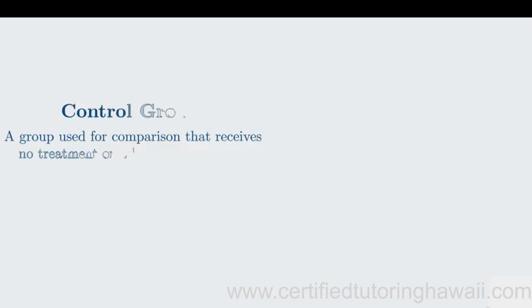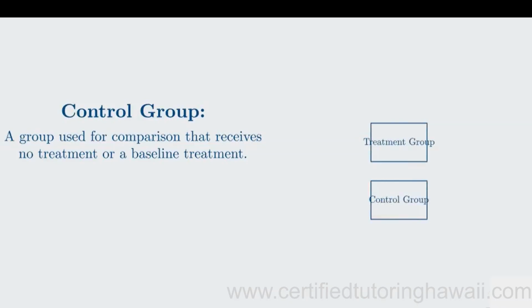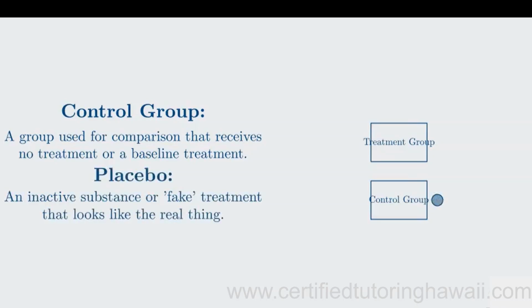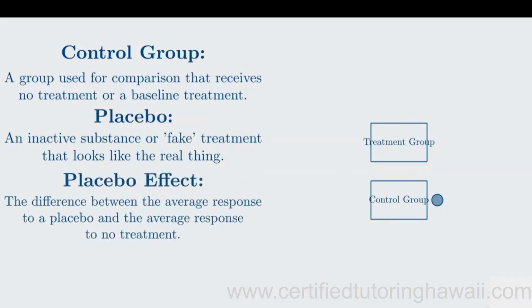A critical tool in the comparison pillar is the use of a control group. The control group provides a baseline to see if the treatment of interest actually has an effect. Sometimes, this group receives a placebo. A placebo is an inactive substance or fake treatment that looks like the real thing. The placebo effect is the difference between the average response to a placebo and the average response to no treatment. The placebo effect occurs when subjects show improvement simply because they believe they are receiving a treatment. By giving the control group a placebo, we can account for this psychological effect.